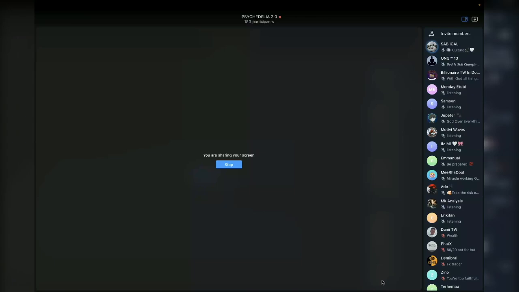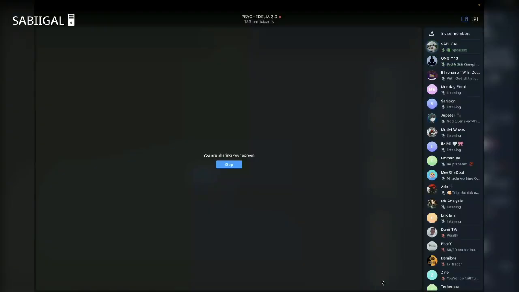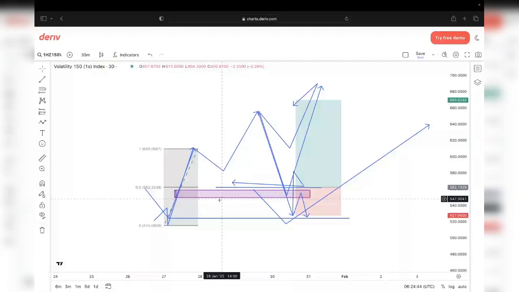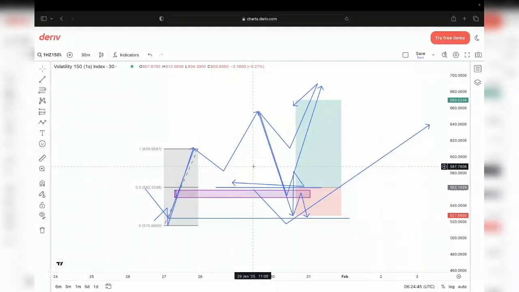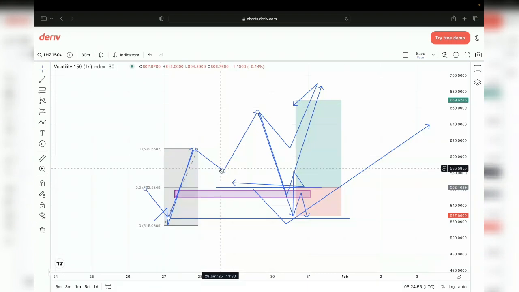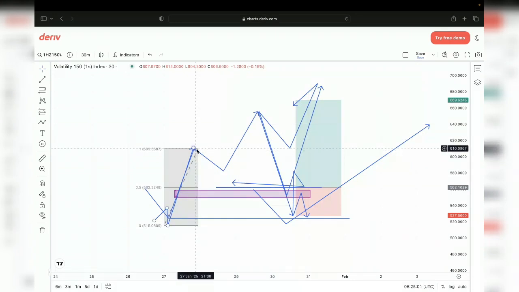Okay, thank you. My question is concerning the first pullback after the break of structure. How will you know that first pullback is valid? Is it a single candlestick or multiple candlestick rejection? What exactly are you talking about?